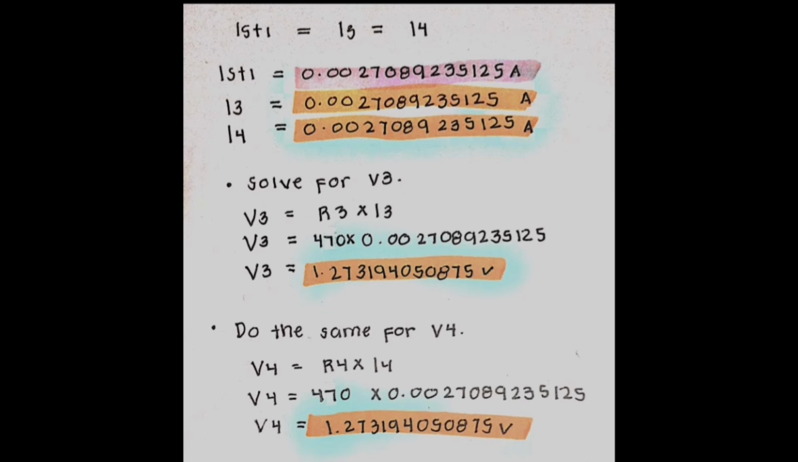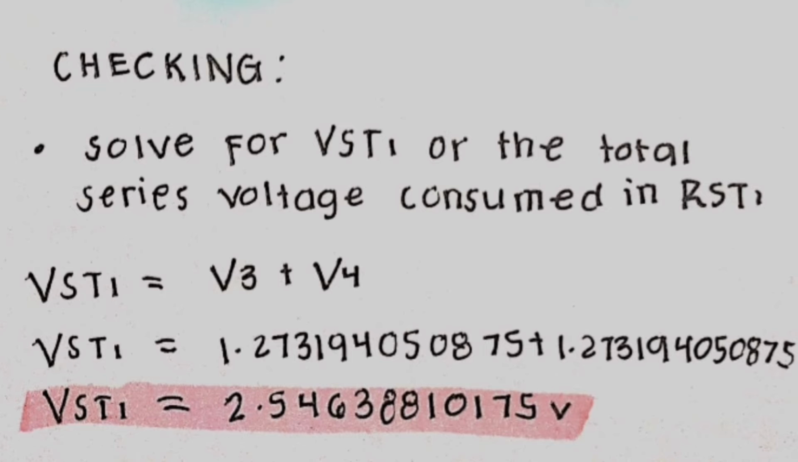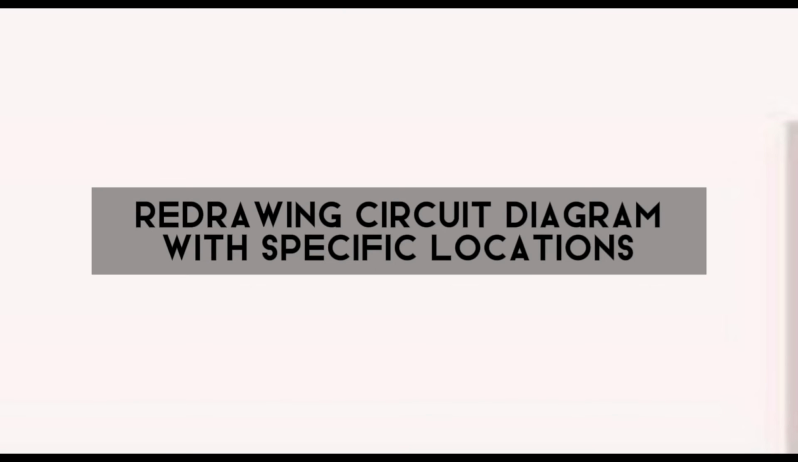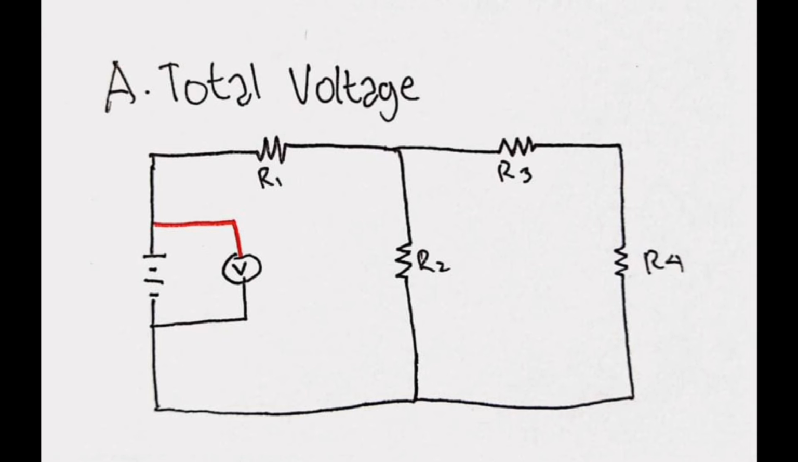So, as seen, it's the same value as V3. As checking, we have to solve for VST1, or the total series voltage consumed in RST1, which is equal to the sum of V3 and V4. Substitute and solve, and then we'll see that our VST1 is 2.54638810175 volts.